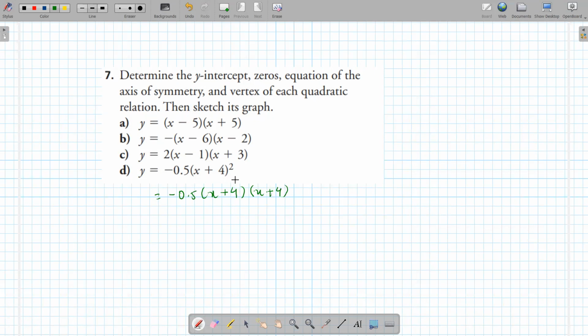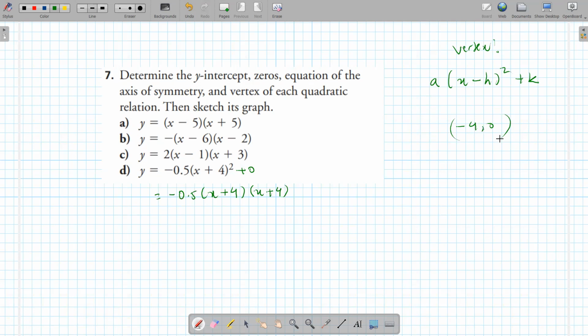D is also in vertex form, because the vertex form has this a times (x plus h) squared, or it's x minus h squared, plus k. This is the vertex form. So the vertex here would be -4 and 0, okay? -4 and 0. So let's just quickly do some of these.